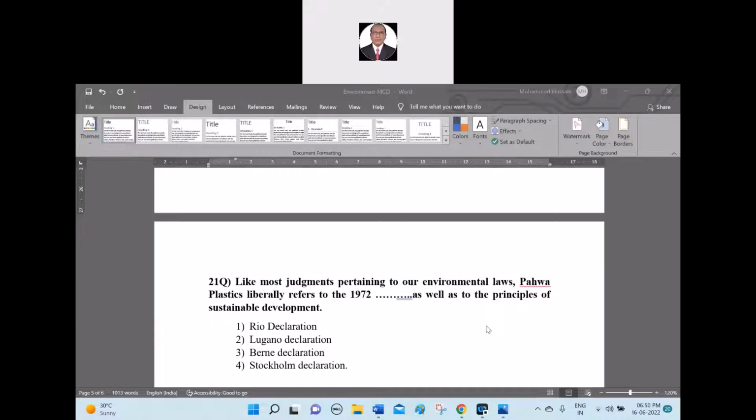Can anyone tell me what is meant by sustainable development? Supplementary question. What is meant by sustainable development? Anyone? Sir, saying the growth in which sustainable development is like where something goes up step by step.